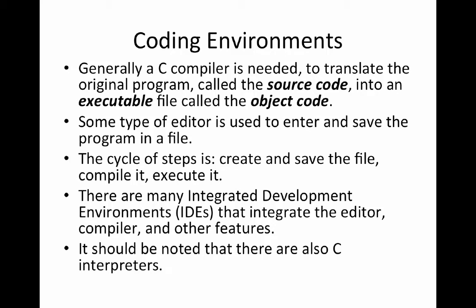So what's the coding environment like for C? Generally, you need a C compiler. And what that does is it translates the original program, which is called the source code, into what is called an executable file called the object code.